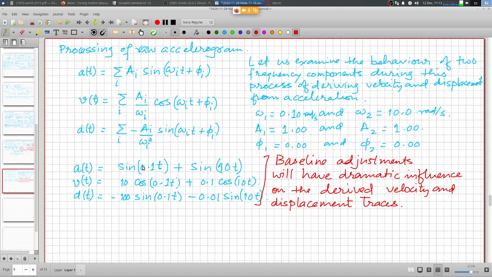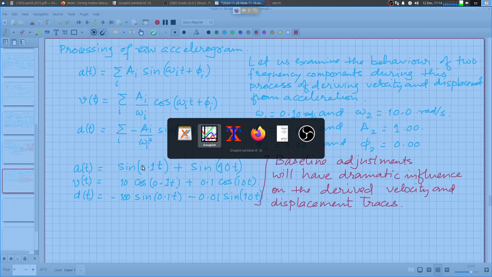Right? So, in our next session, we will discuss the baseline adjustments and also start playing with numbers using Octave, GNU Octave. So I will stop at this point, and any questions, please, we can have a discussion.